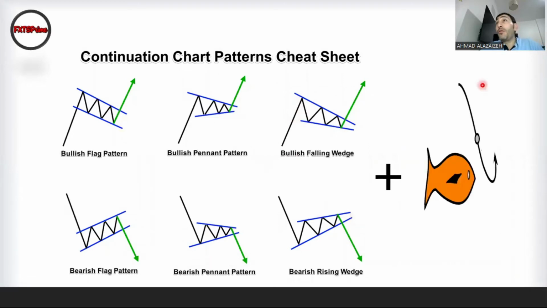However, we're going to give you, in combination with these, the hook strategy. So don't be surprised, this is a fish, yes, and this is a hook, and this is what we are going to learn today. The fishing hook strategy, and this will work in combination, in conjunction with the continuation pattern. So stay with us, please.